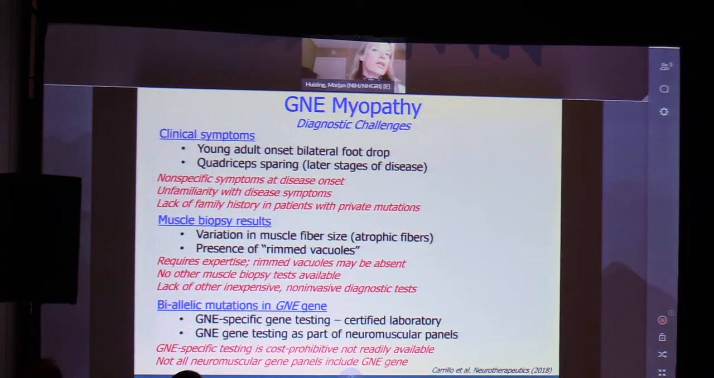And not all neuromuscular gene panels include the GNE gene, so the diagnosis can be missed that way, although this is getting better. GNE is now included in a good number of neuromuscular panels.